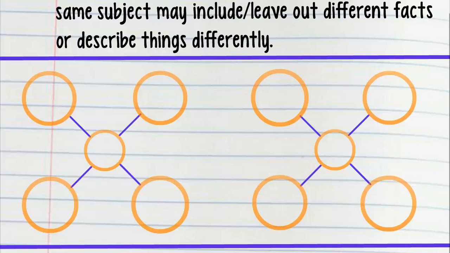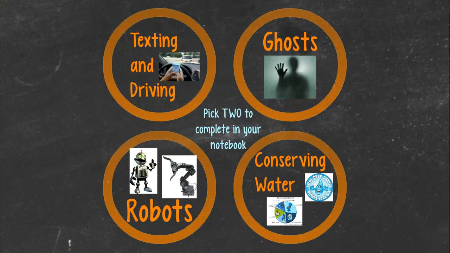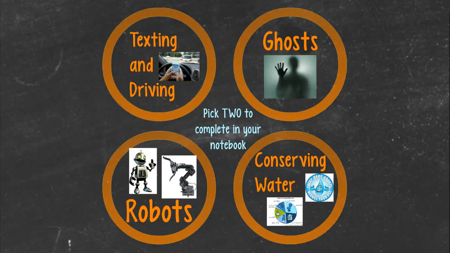So what are 4 different things that someone might believe about texting and driving? One person might believe this about texting and driving. Another person might believe something else about texting and driving. Somebody might believe this about ghosts, while someone disagrees with them and believes something else about ghosts. Same thing for robots, same thing for conserving water. If you don't feel like you can do all of them, that's okay, because you only have to do 2. Pick the 2 that you feel like you can do the best, and go ahead and get that filled out on your paper.